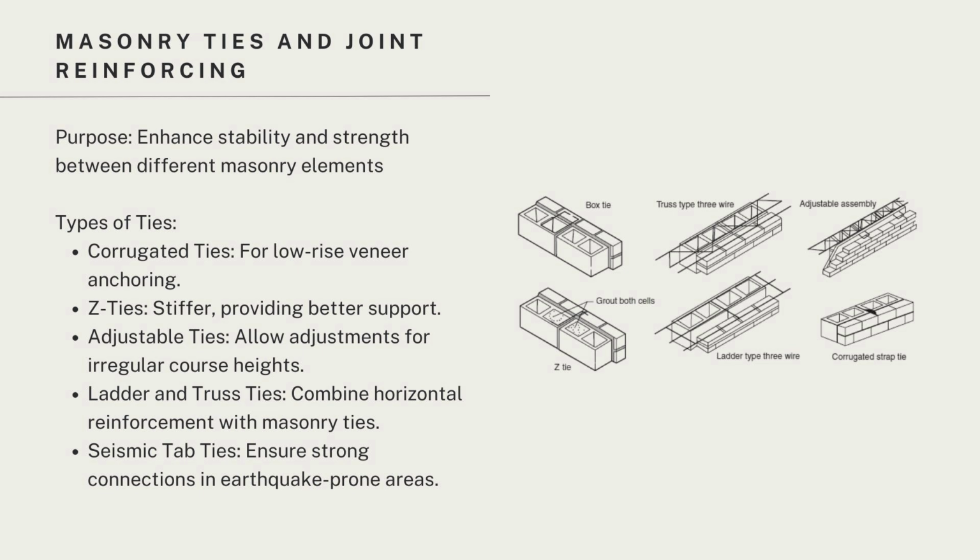Next up is masonry ties and joint reinforcing. So, the purpose of these is to enhance stability and strength between different masonry elements. And there are different types of ties. So, the first one is corrugated ties. These are used for low rise veneer anchoring. C ties are stiffer, providing better support. Adjustable ties allow adjustments for irregular course heights. Ladder and truss ties combine horizontal reinforcement with masonry ties. And finally, seismic tab ties ensure strong connections in earthquake-prone areas.